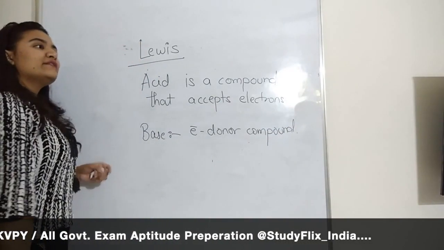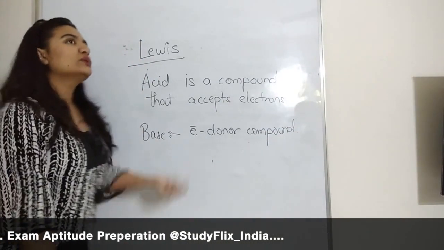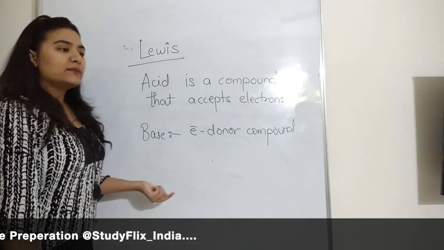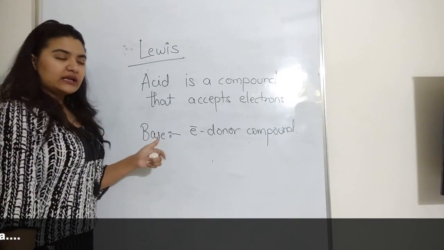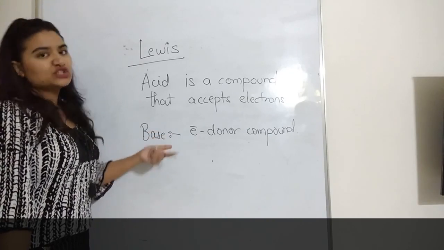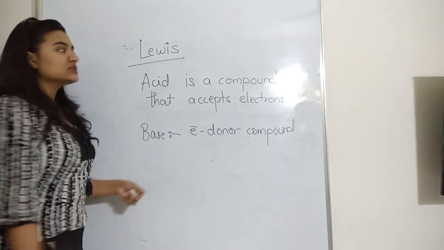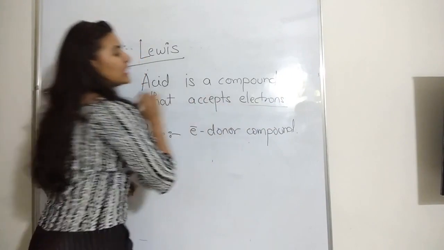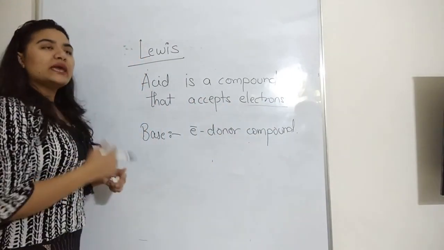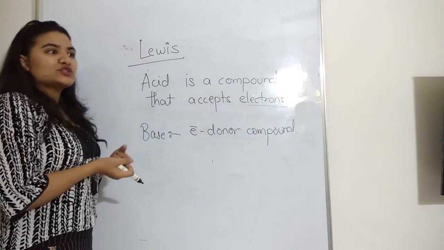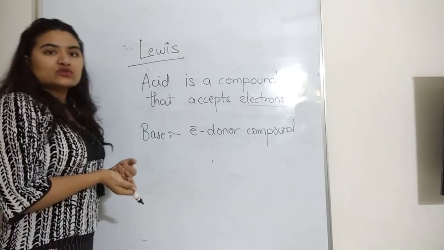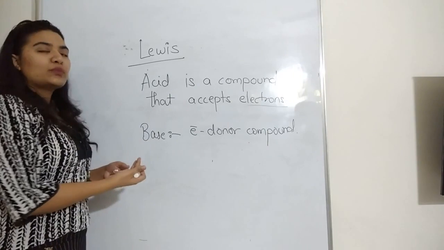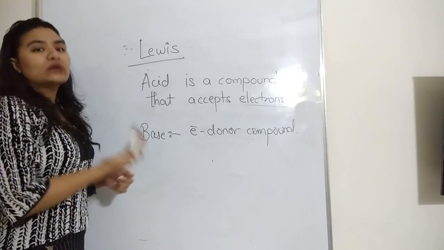Okay, so if an acid is giving out H plus, that means it becomes electron deficit, right? Electron deficient. So if it is electron deficient, of course, what will it do? It will accept electrons. And a base, because it accepts H plus, that means it already has a good amount of electrons. So because it has more electrons, it will donate electrons.